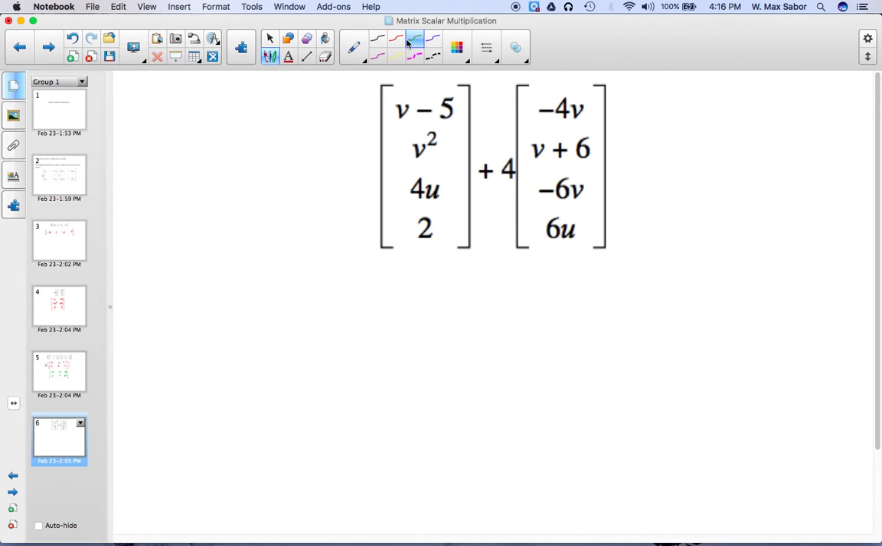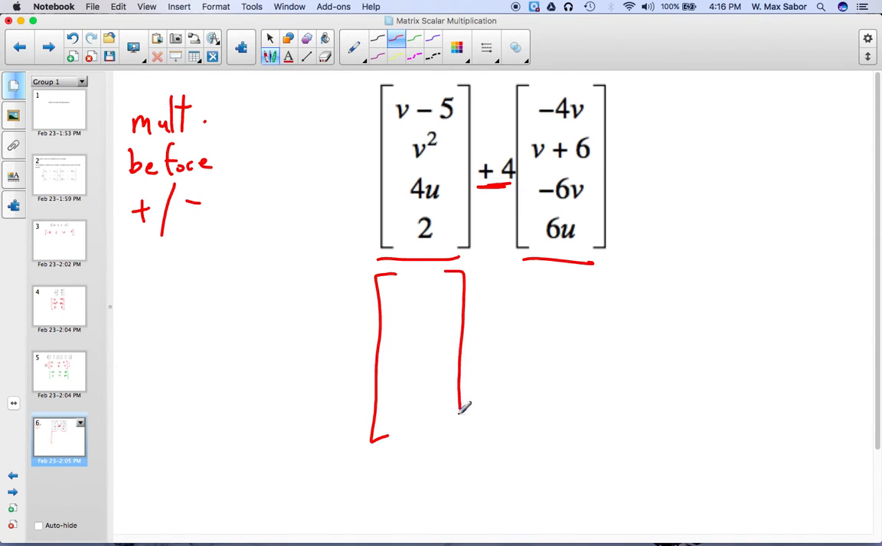Here, you'll notice that this looks like addition, except there's a plus 4 in here. This plus 4 is not adding 4 to anything. This is saying here's an object, here's a matrix, here's another matrix. We're going to multiply this matrix by 4 and then add. Still, order of operations says multiplication before addition or subtraction. So these are not supposed to be division signs.